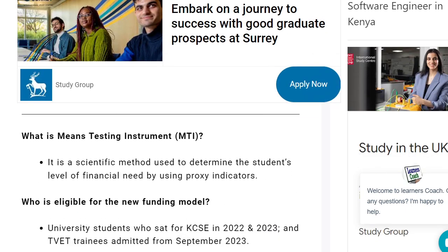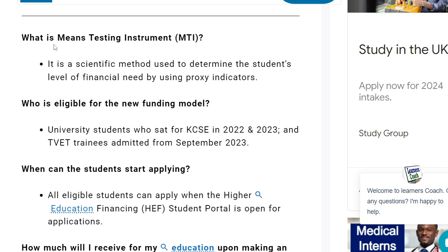Now let's understand what it is. What do we mean by testing instrument? It is a scientific method used to determine the student's level of financial need by using proxy indicators. That's why sometimes you might ask yourself, how come my neighbor or my friend was given the loan very fast, or they requested this amount of loan and were given it, and I was not given that equivalent amount? What they normally use within the new funding model is this testing instrument known as MTI.